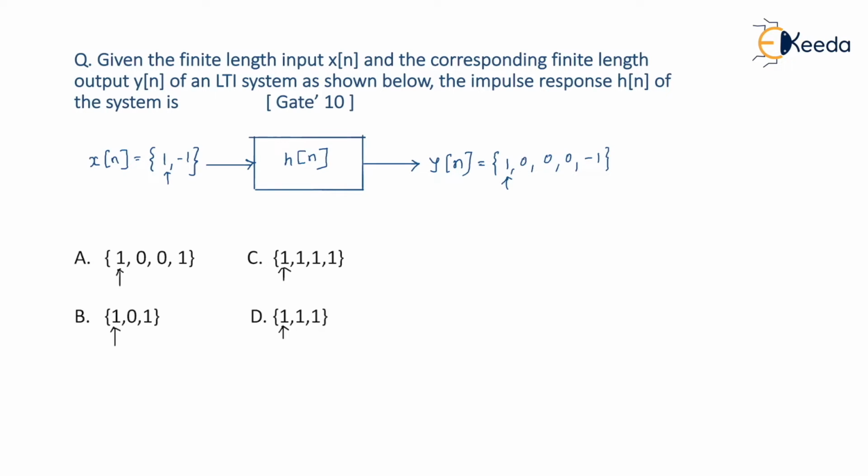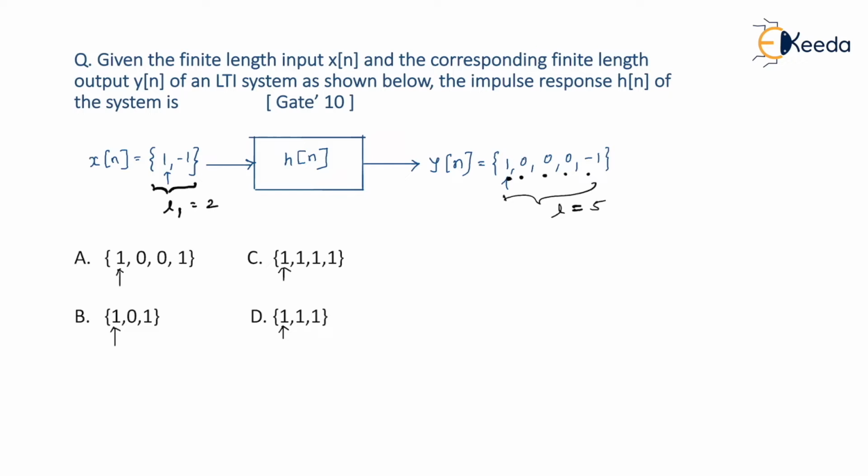X of n, y of n are provided. The question is related to h of n, and we have to find the impulse response of the system. So, small observations. If you see the length of the sequence of x of n, I can say L1, which is equal to 2. You know that length of sequence means the number of elements present in each sequence. If you see here in y of n, it has 1, 2, 3, 4, 5. So I can say the length of sequence for y of n is 5.